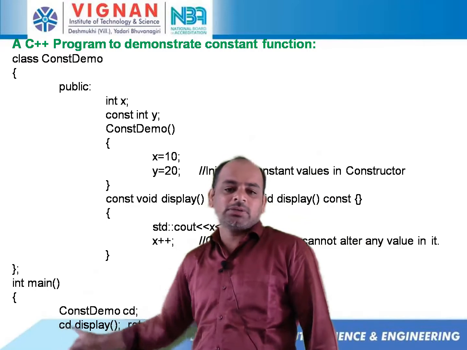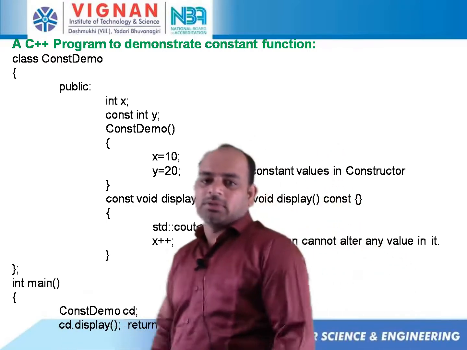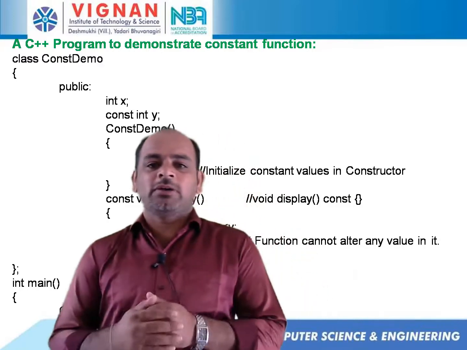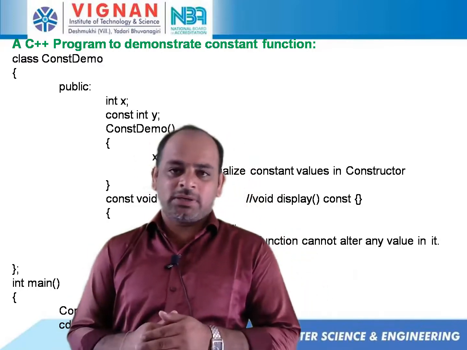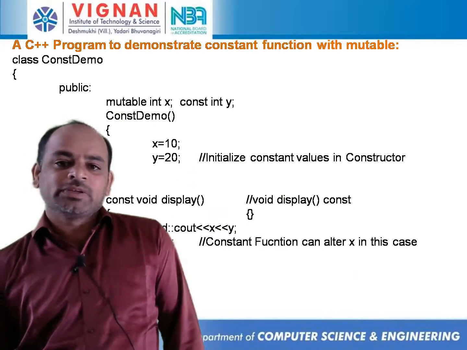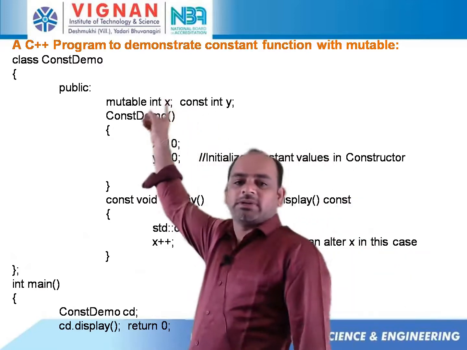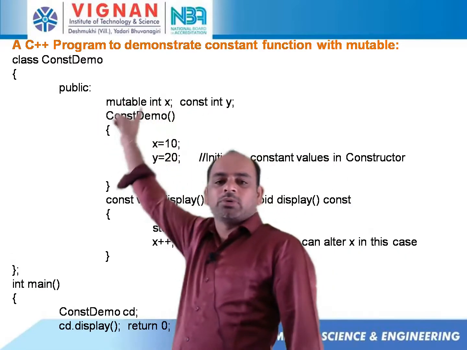So CD object dot display here, which will display the current value of x and y. In the next slide, we will see how to change the value of x by using a constant function. You can see here, previously the variable x is declared as a normal integer. Now we have declared it as mutable.